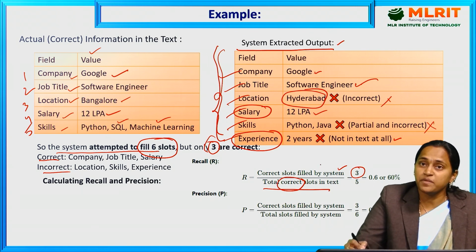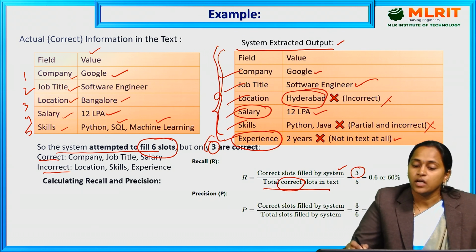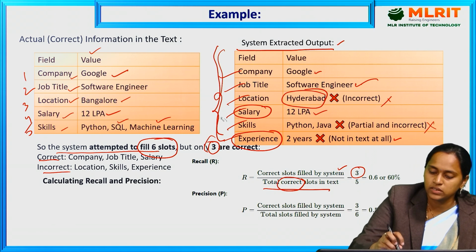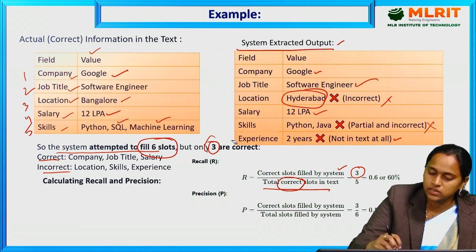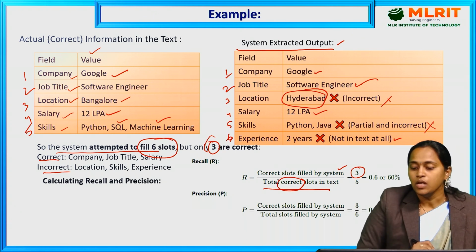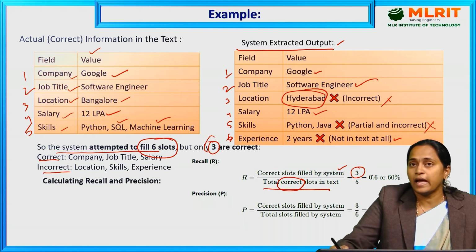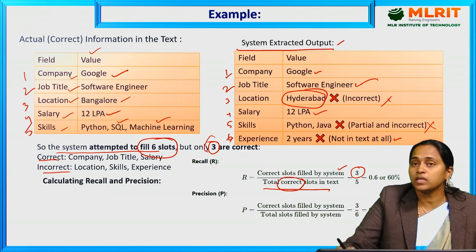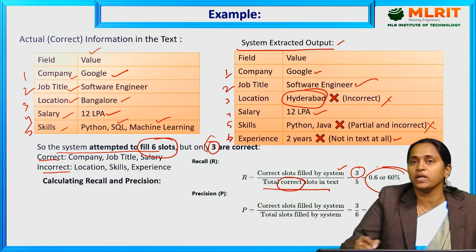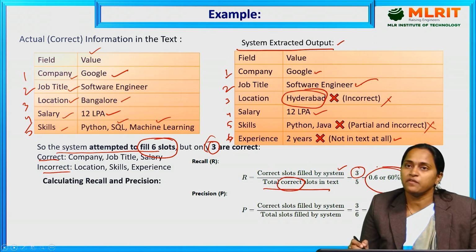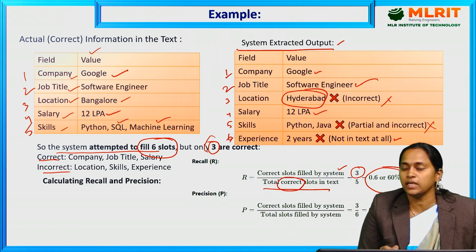Correct slots filled by the system is 3. The system takes how many slots? Here 6 slots. 1, 2, 3, 4, 5, 6. So we can calculate the recall. 3 by 5 is equal to 0.6. That means 60% of the information is correct, right? The remaining 40% is partially incorrect.